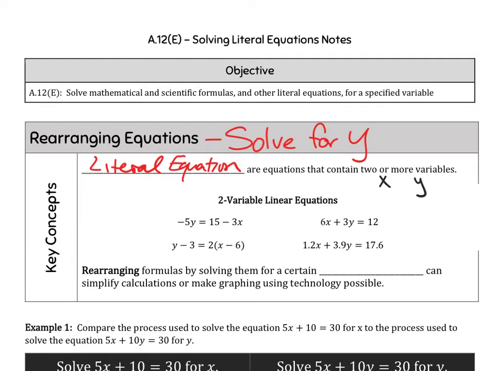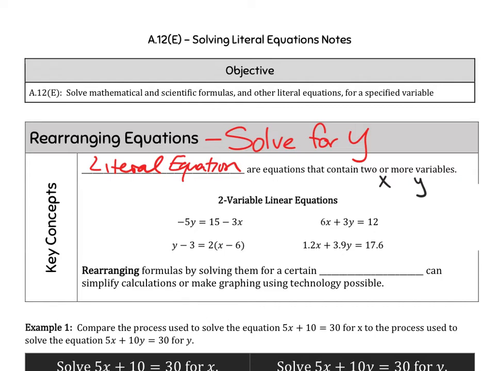Please notice, down here you have negative 5y equal to 15 minus 3x. We have x's and you have y's. y minus 3 equal to 2 times x minus 6, x's and y's. 6x plus 3y equal to 12, x's and y's. 1.2x plus 3.9y equal to 17.6, x's and y's. So you see what's happening here? This is different than what we've been doing.